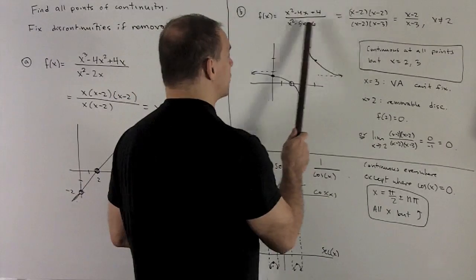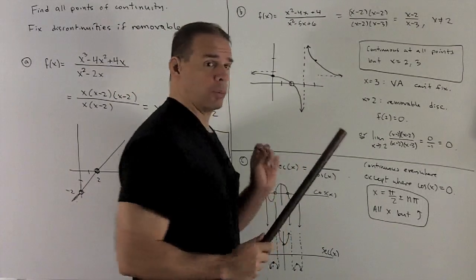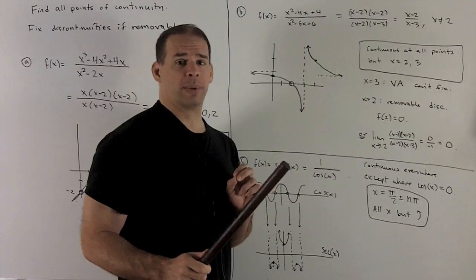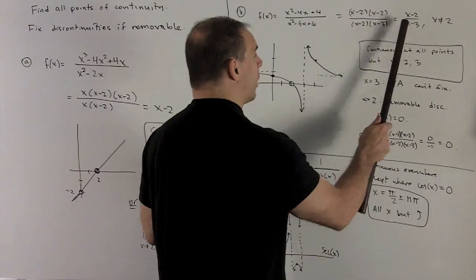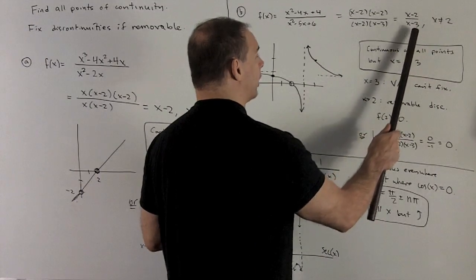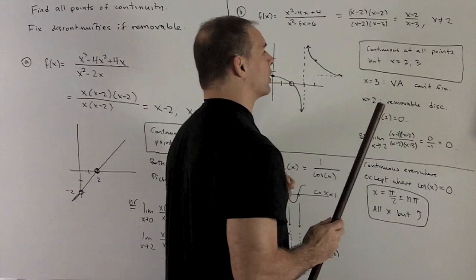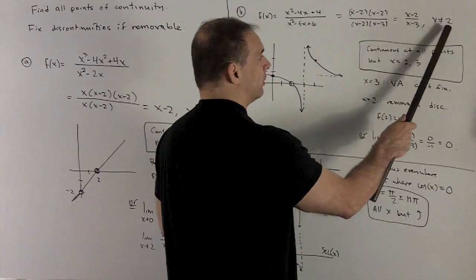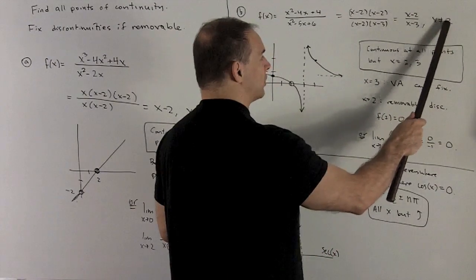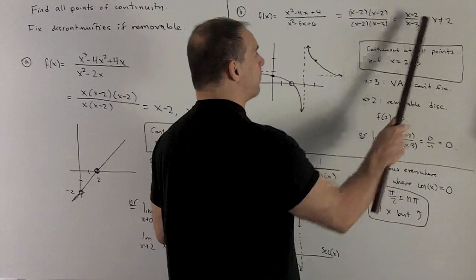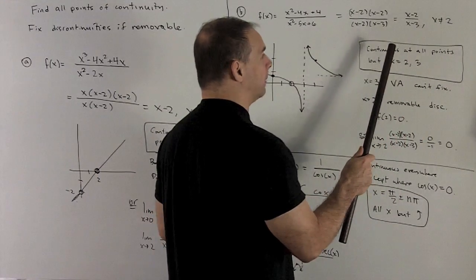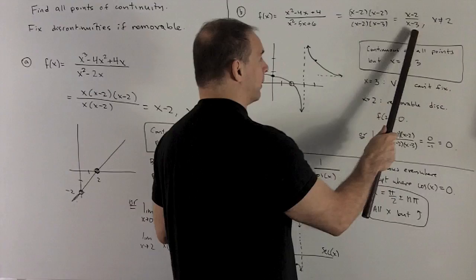If I try to reduce this, just to get an idea of whether we have removable or non-removable discontinuities, we see that we're going to wind up with x minus 2 over x minus 3, and I have to throw away the point at 2. So when I throw away x equal to 2, I'm going to be able to get the limit at that point as a number, and we'll do that in a little bit. But here, I'm not ever going to be able to fix this.